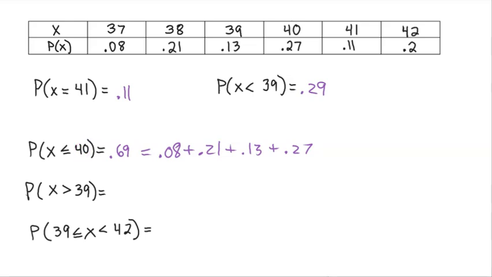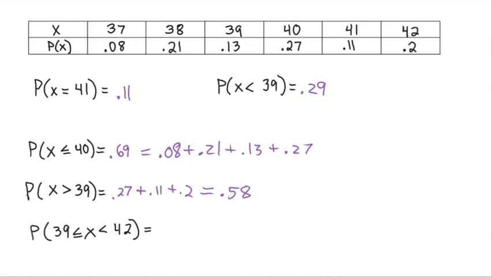Remember, that includes everything less than 40 and equal to 40, okay? And now let's do the probability that x is greater than 39. This says greater than 39, but not equal to 39. So just the numbers larger than 39. Well, 40, 41, and 42 are all larger than 39. So we're going to add 0.27 plus 0.11 plus 0.2, and that's going to be equal to 0.58.